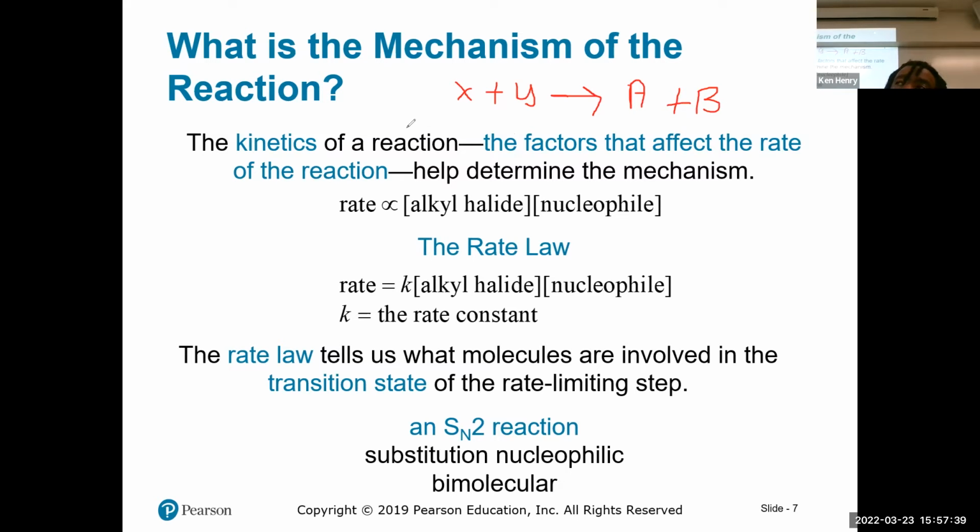Okay, so the rate of this reaction can be written two ways. It can be written as rate equal to the rate constant times the concentration of A.